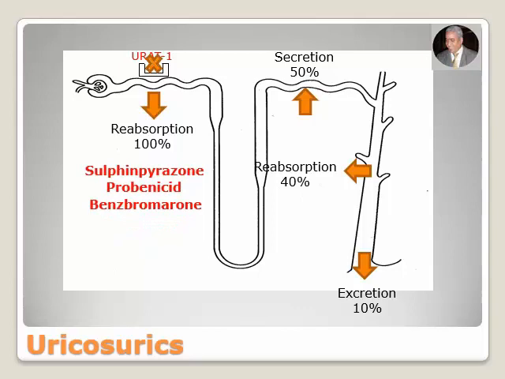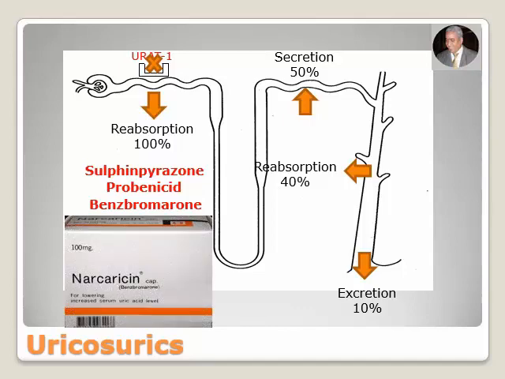Uricosuric drugs, for example, sulfinpyrazone, probenecid, and benzbromarone, inhibit the URAT1 carrier, thus increasing the amount of urinary urates. Benzbromarone is the most commonly used one. However, because of the risk of hepatotoxicity at full doses, it is used as an additive drug with allopurinol at reduced doses.